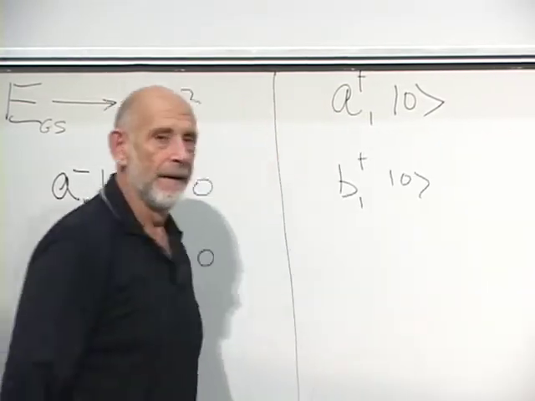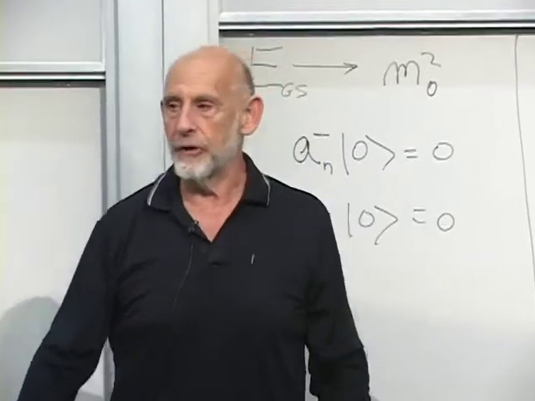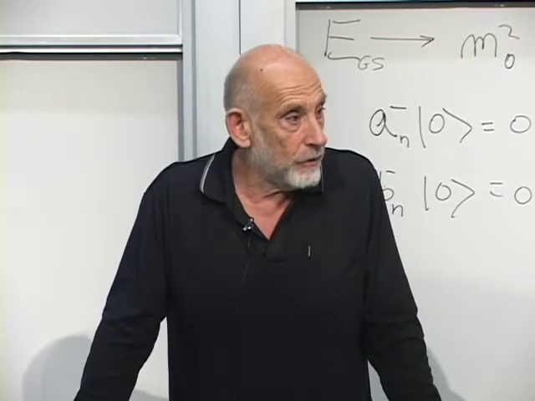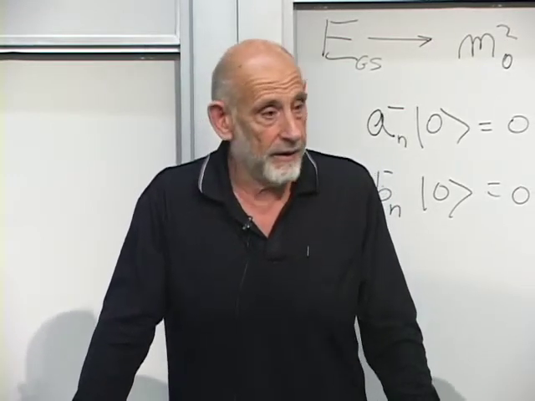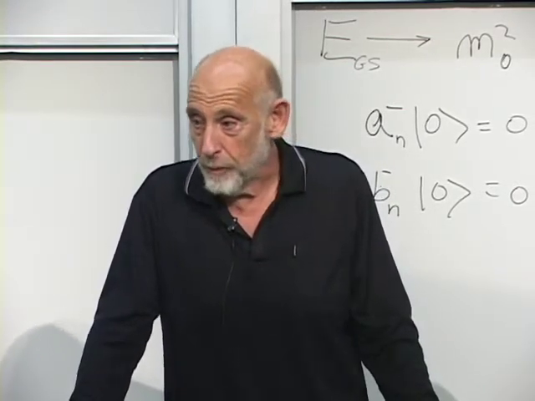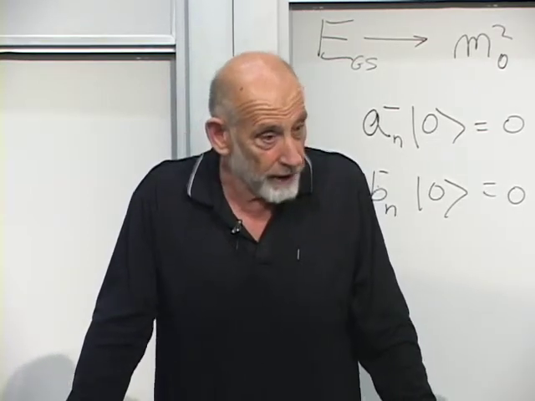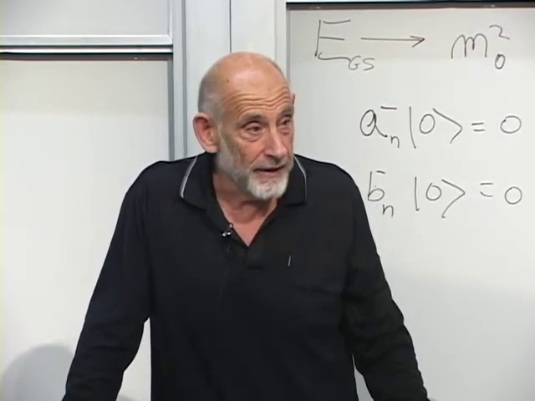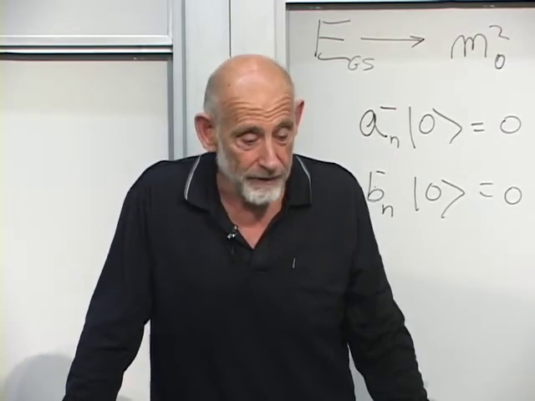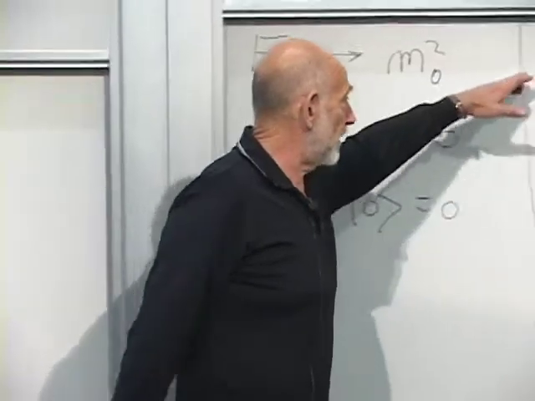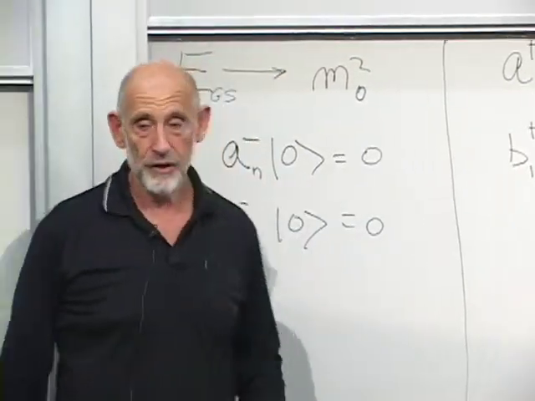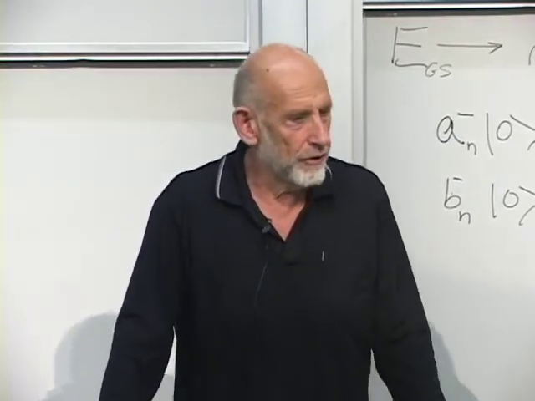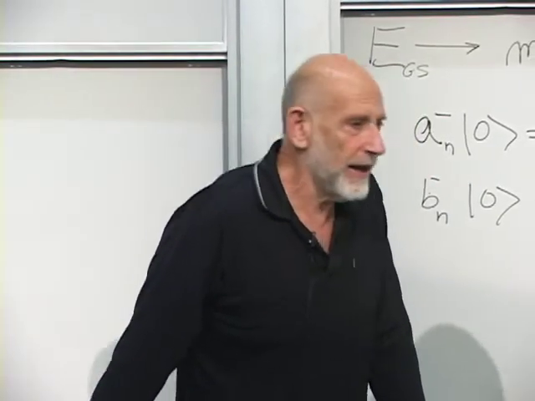Same energy. What about any linear combination of them? If you take two eigenvectors of the energy and you superpose them, it gives you back another eigenvector with the same energy. Okay? So any linear combination of these has the same energy. Now, what are the properties of these objects A and B?